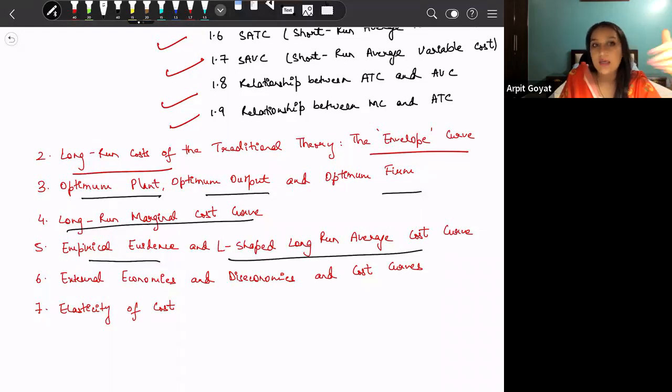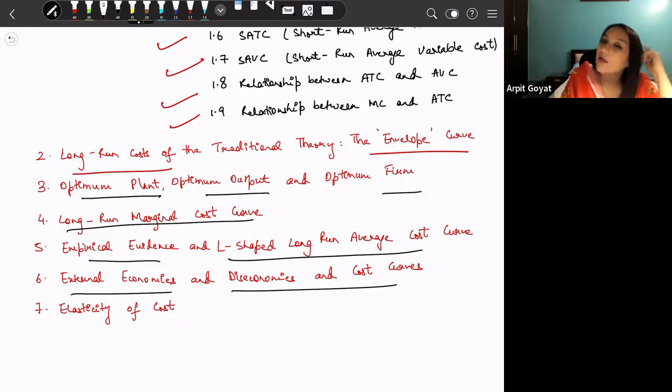यहाँ से भी question आ जाता है under what conditions there will be L-shaped average cost curve, or they will give various conditions and will say identify that which type of cost curve we'll get if these conditions are given. So we should know the conditions also. Then we'll discuss the external economies and diseconomies and cost curve. What do we mean by external economies and diseconomies? What do we mean by internal economies and diseconomies? इसका implementation भी बहुत ज़्यादा है.